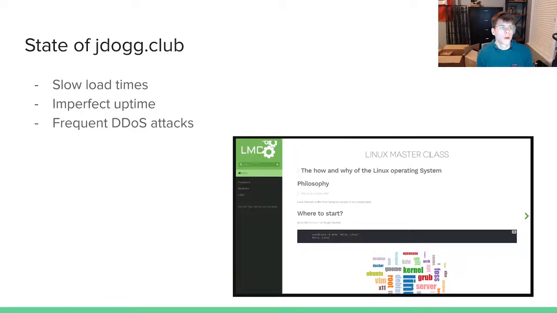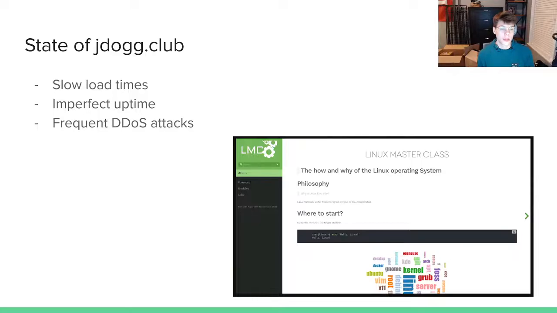So, moving forward, why am I doing this, right? We've got the state of jdoc.club. It has really slow load times. I've had people complain about it before. It has imperfect uptime. I do not have the best ISP, so sometimes my internet goes out for 6, 8 hours. It's not common, but it does occur.